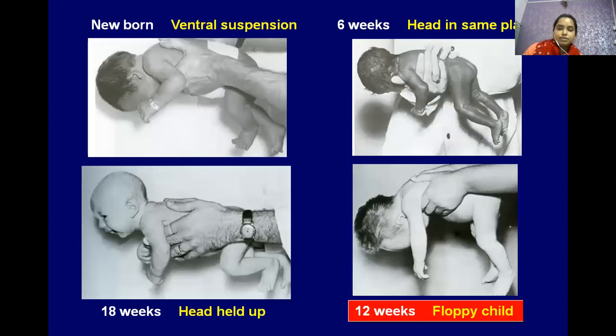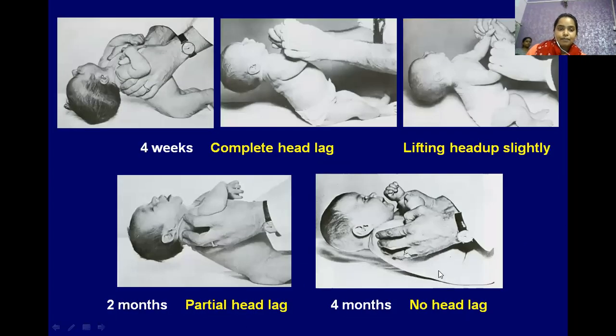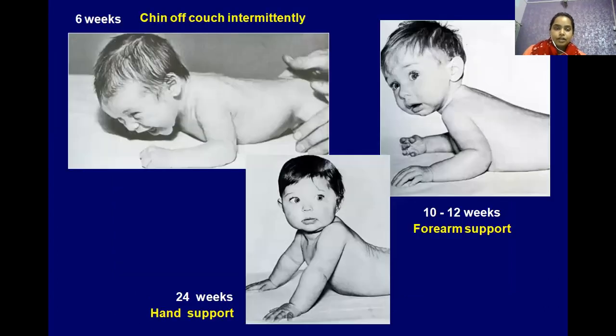Newborn ventral suspension, and at 6 months. At 8 weeks head held up, at 6 weeks head in same plane, and at 12 weeks floppy child, so it is in cerebral palsy. At 4 weeks complete head lag and lifting head up slightly. At 2 months partial head lag, and at 4 months no head lag. At 6 weeks chin off couch intermittently, at 24 weeks hand support, and at 10 to 12 months forearm support. So it is the milestone.